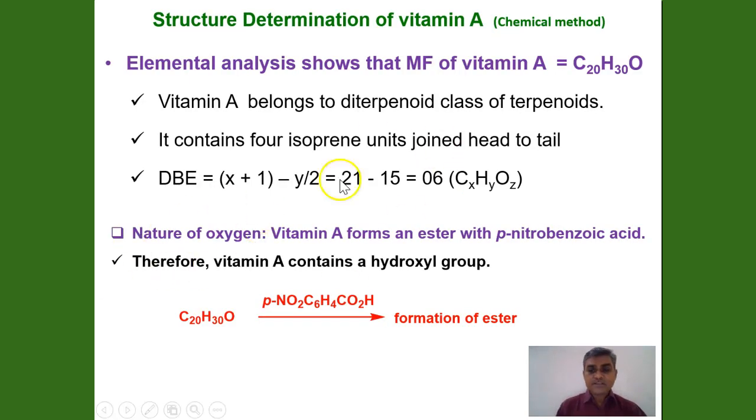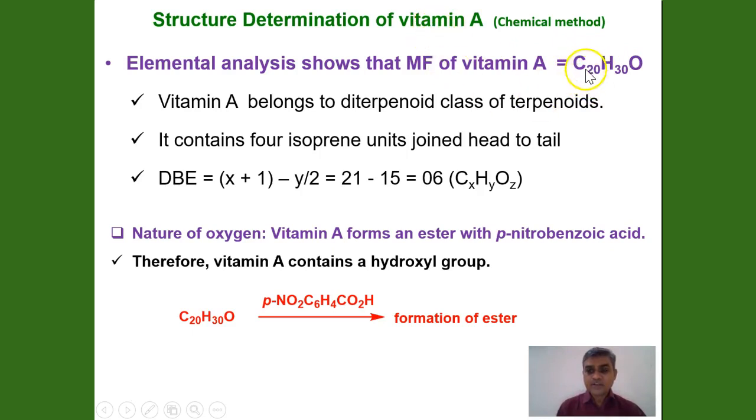Now let us discuss the structure of vitamin A on the basis of chemical methods of analysis. In chemical methods of analysis, first of all, the compound is isolated in pure form from the plants, and then it is subjected to estimations of carbon and hydrogen. From the estimations of carbon and hydrogen, chemists arrived at the molecular formula of vitamin A, and it was found to be C20H30O. This molecular formula is very useful information regarding the structure of vitamin A.